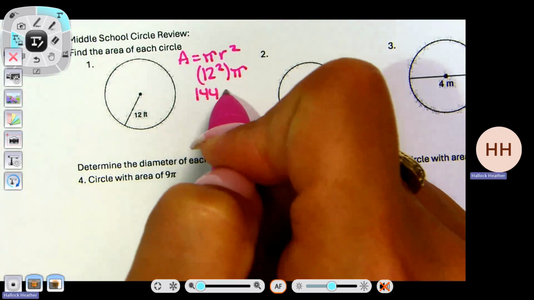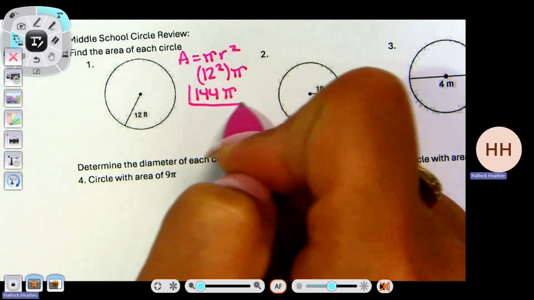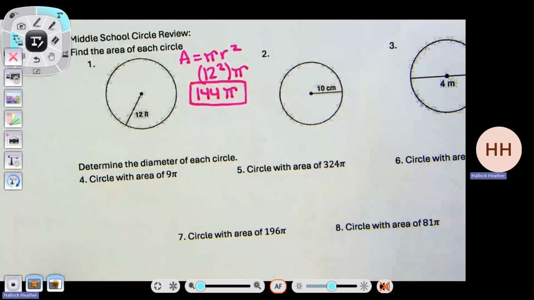144. So in geometry in high school, they could leave the answer like this. This means in terms of pi. Pi is left alone. You don't actually multiply them. It's kind of like a variable like x. If it wants you to round to the nearest tenth, we're going to use the pi button.